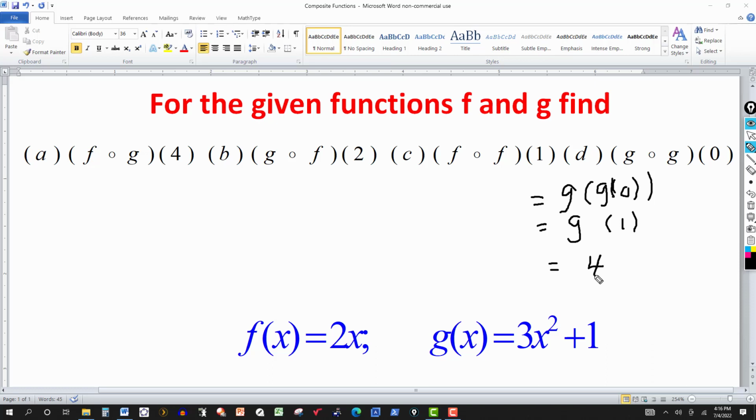And there you have it. So these are the basic ideas of evaluating a composition function. I will go into more detail in another video involving, say, the domain of the composition function.